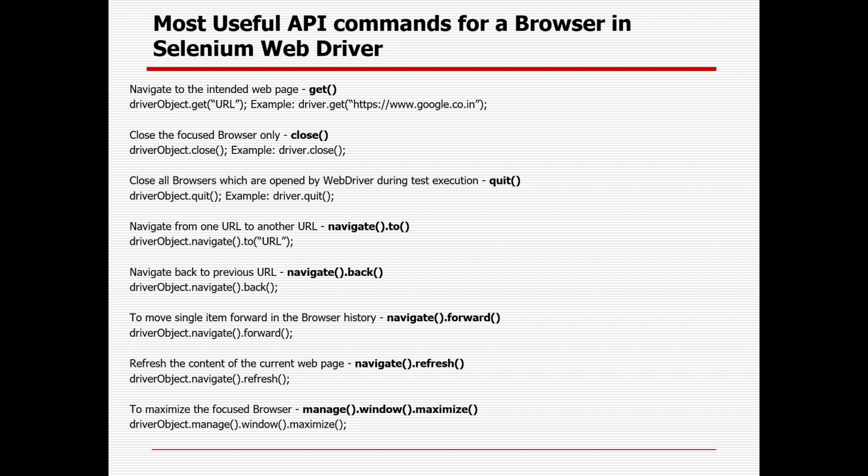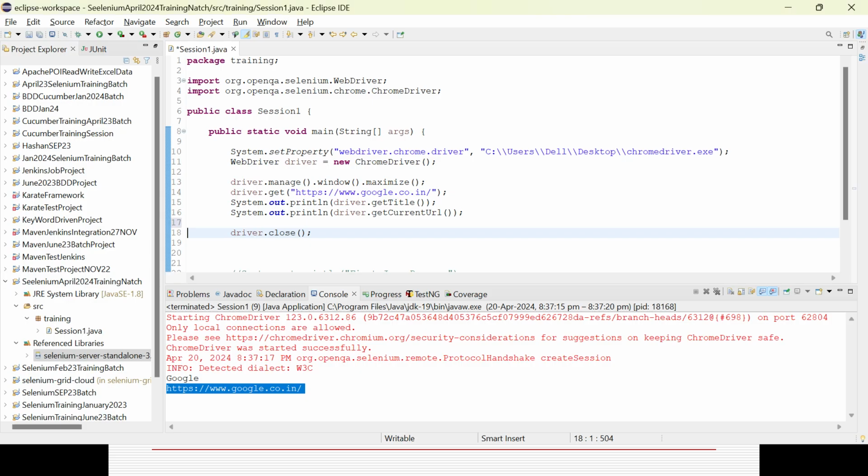If you want to go back a page, navigate dot back. Similarly, navigate dot forward to go forward. If you want to refresh the page, use navigate dot refresh, and you have already seen that one, right? If you want to maximize the focus browser, manage dot window dot maximize. So now I have already come to a page and opened it, and got the title of the current page, all this stuff.